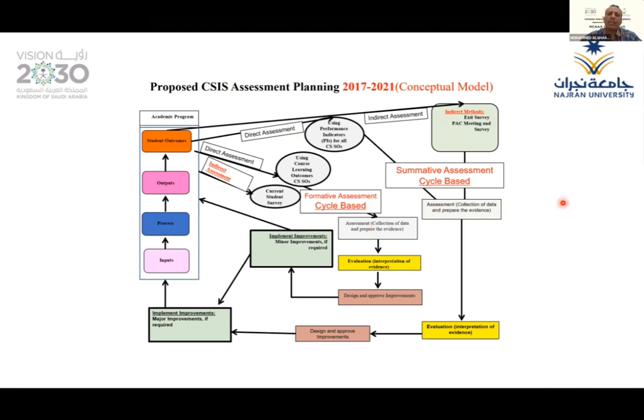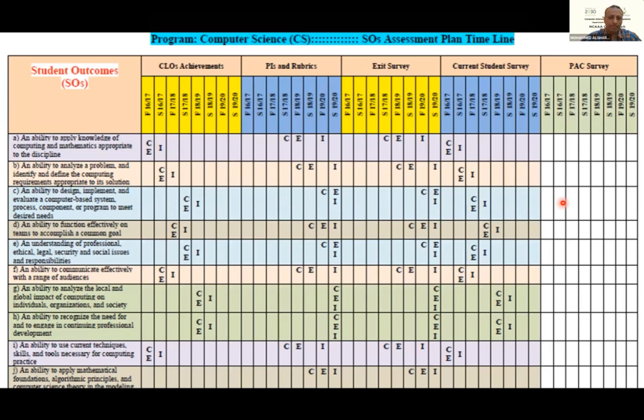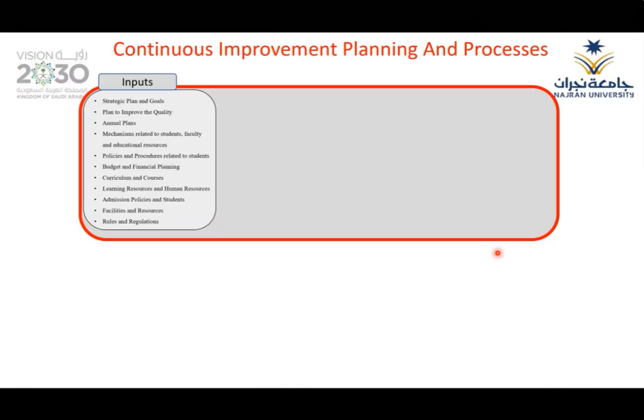And this is the assessment plan timeline. This is, for example, IS from A to J. And these are the semesters. We start in the semesters, okay, and it will end this year. Excuse me, Dr. Mohammed, please go ahead, doctor.